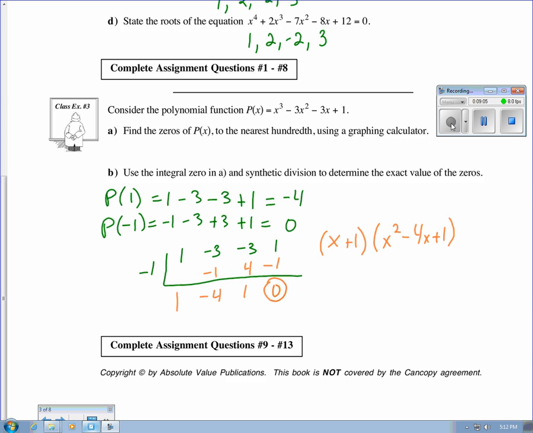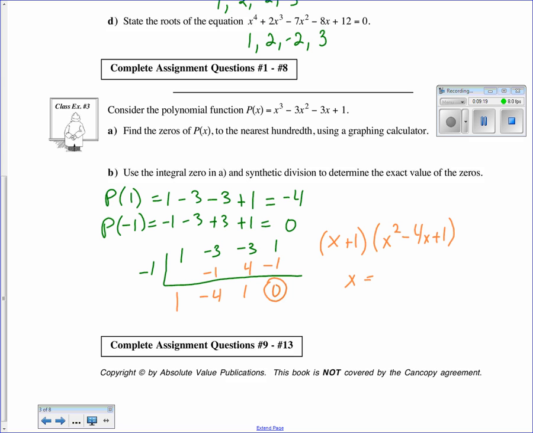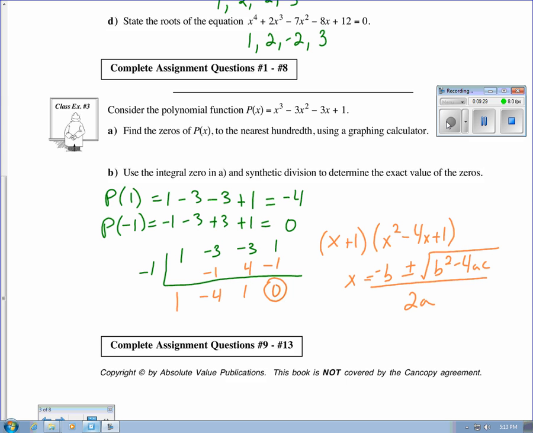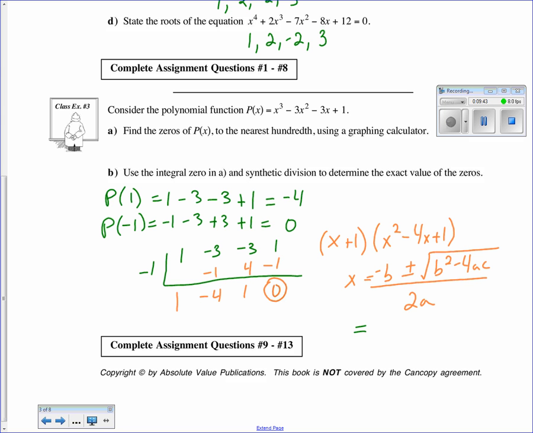I've performed the synthetic division, and I've run into a trinomial that I cannot factor using factoring skills. Now I have to go back to that lovely quadratic formula. It is on your formula sheet. X equals negative b plus or minus the square root of b squared minus 4ac, divided by 2a. And hopefully you remember how the quadratic formula works. The b is my second value, or the value associated with x.